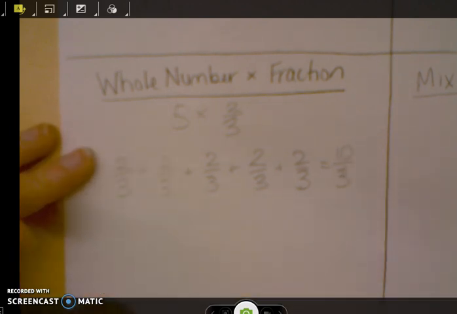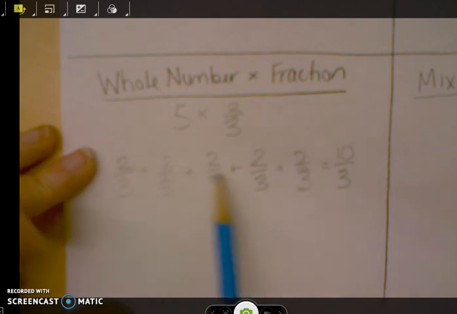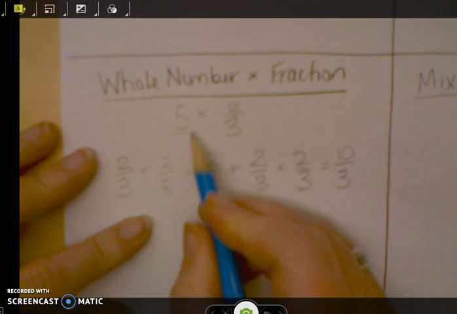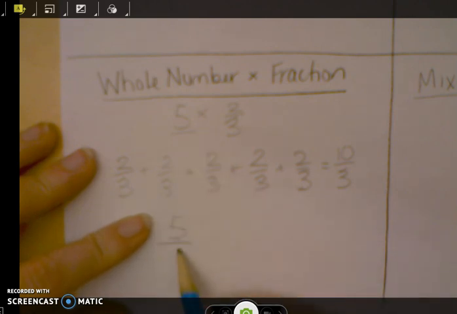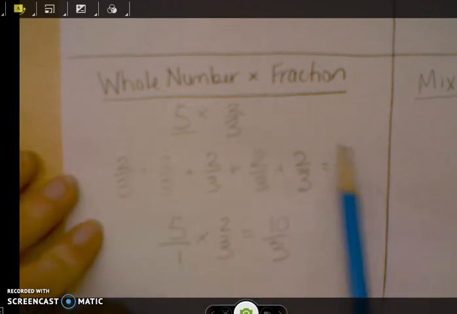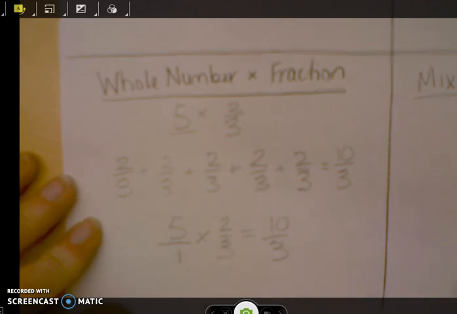So after writing this out a few times, you realize that the shortcut for all this adding is multiplication. So if, again, you take the whole number and write it as a fraction over 1, so that's 5 wholes, and we're multiplying it by 2/3, again, we can do numerator times numerator, denominator times denominator, and end up with 10/3. So this is our problem written out all the way in expanded form. This is our shortcut for multiplication.